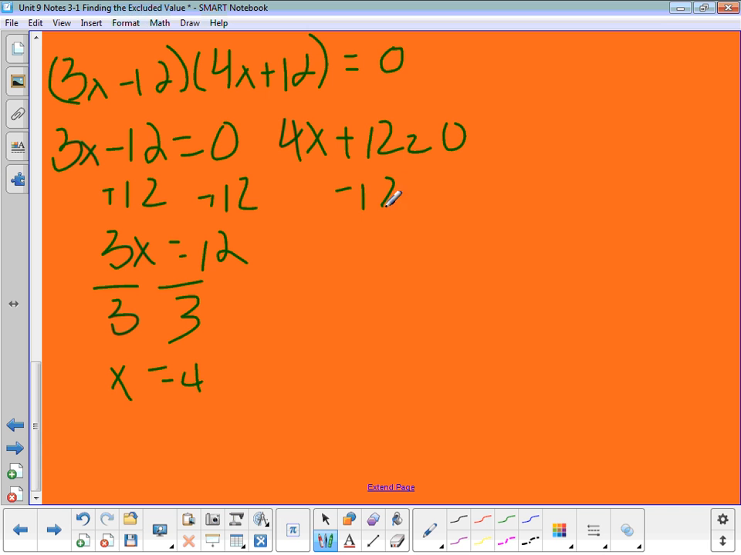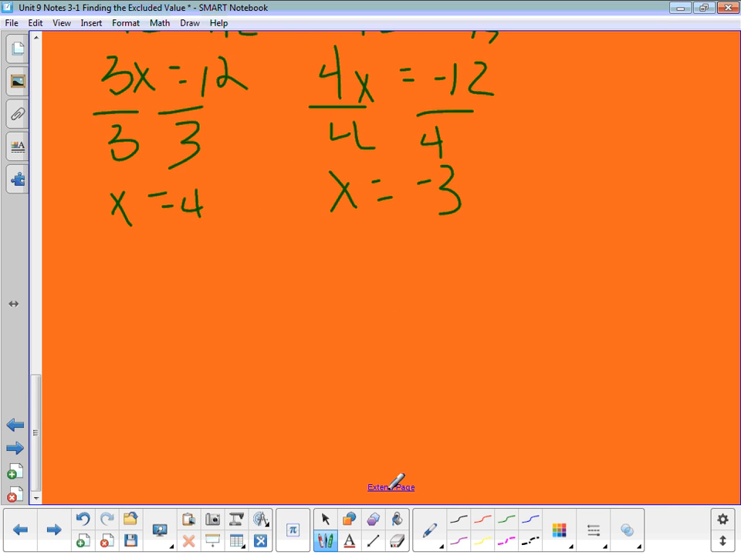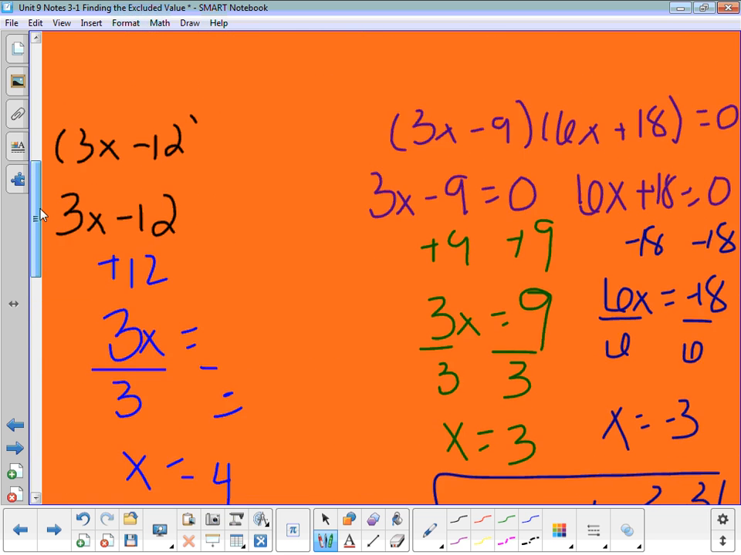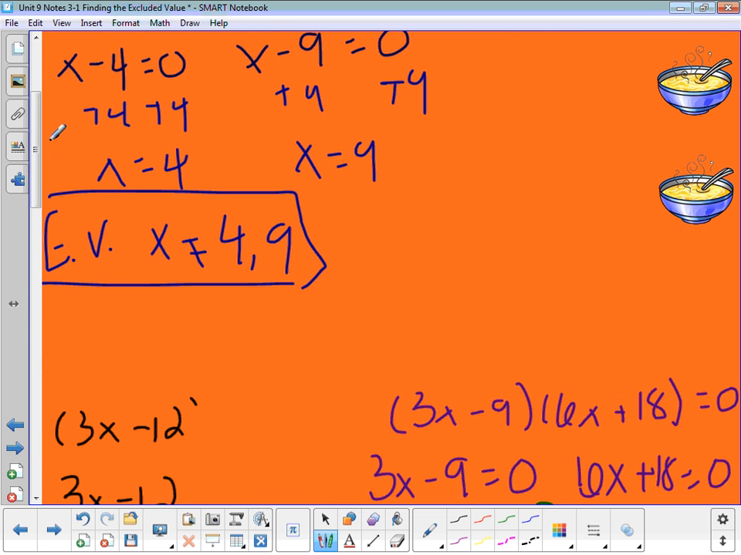Here, subtract 12 from both sides. You want to do that first before you divide. Then you get 4x is equal to negative 12. Divide both sides by 4, and you get that x is equal to negative 3. So my excluded values for each of those are that x cannot be 4 or negative 3. Again, we don't want x to be equal to those because then we will have a zero in the denominator.